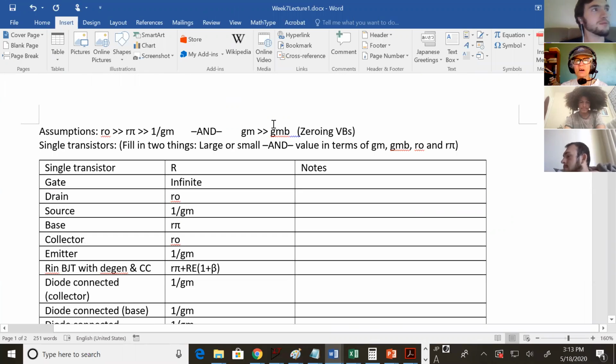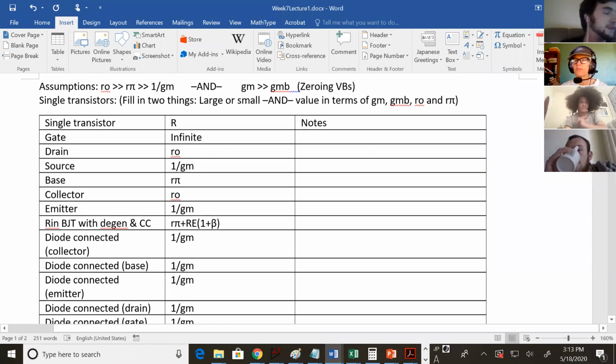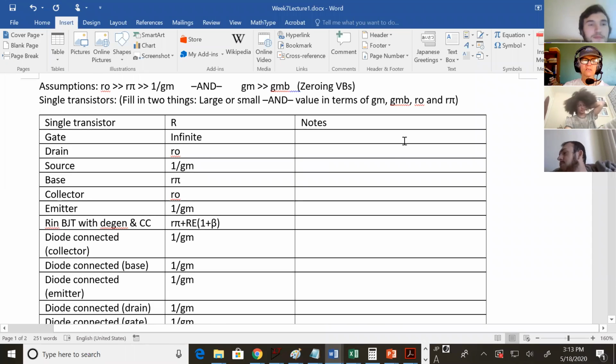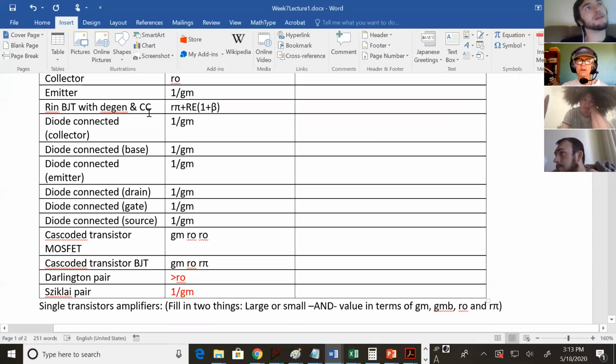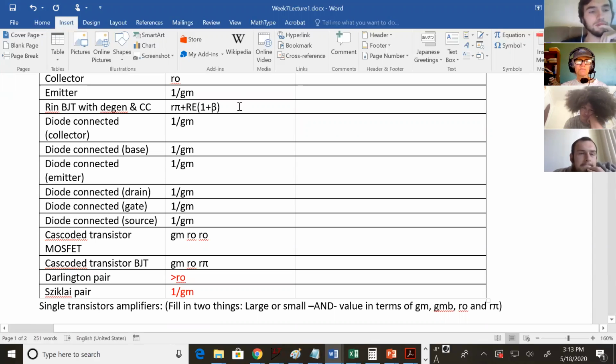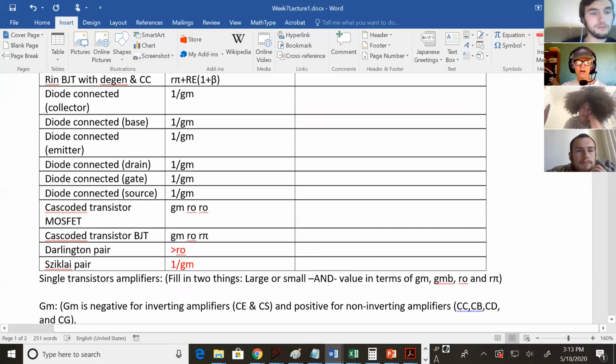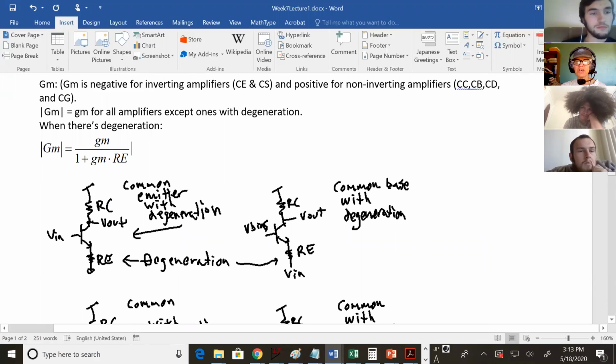So the week 5 handout had this table that we came up with to help with the quick method. It gave you the resistance into a gate, to the drain, to the source, base, collector, emitter, with a common collector or a common emitter with degeneration, and all those other values. That table we saw a week and a half ago. I added GM information.